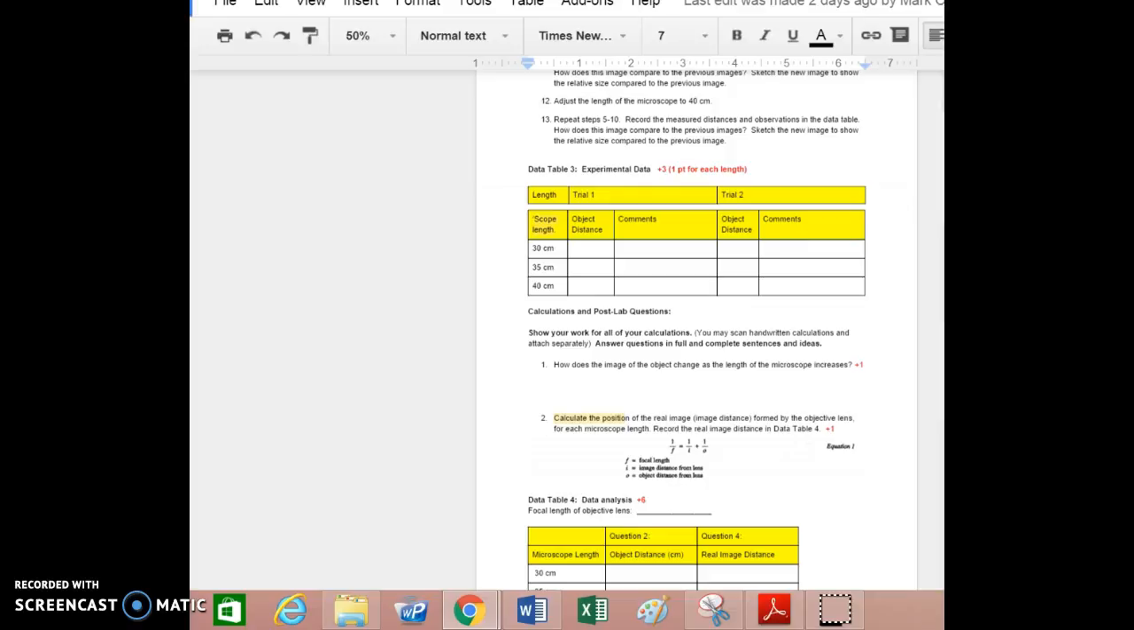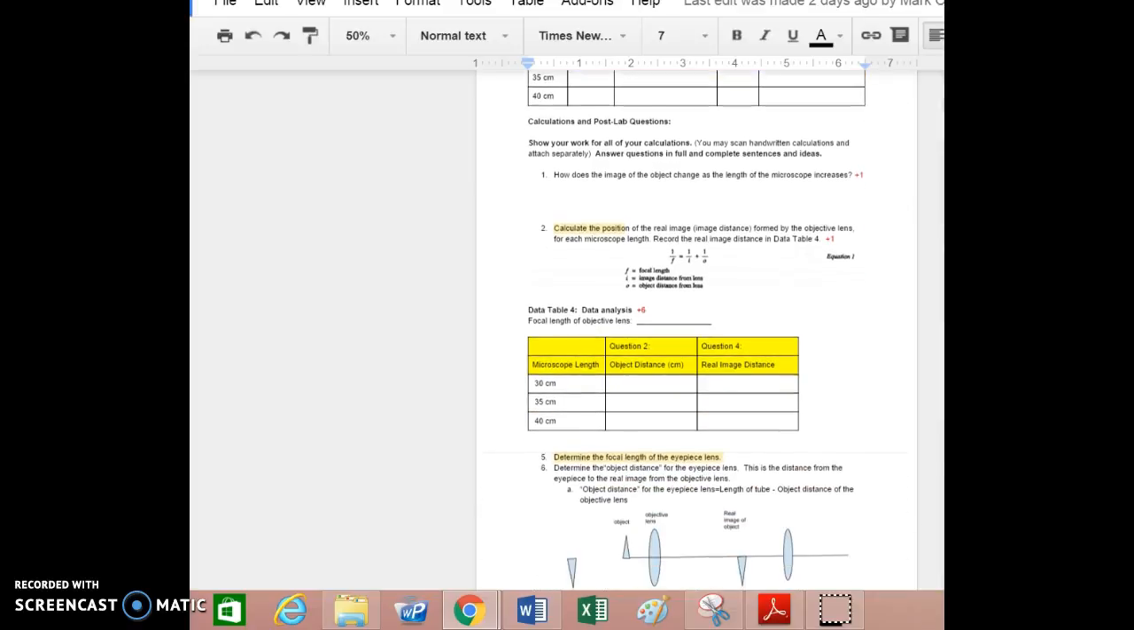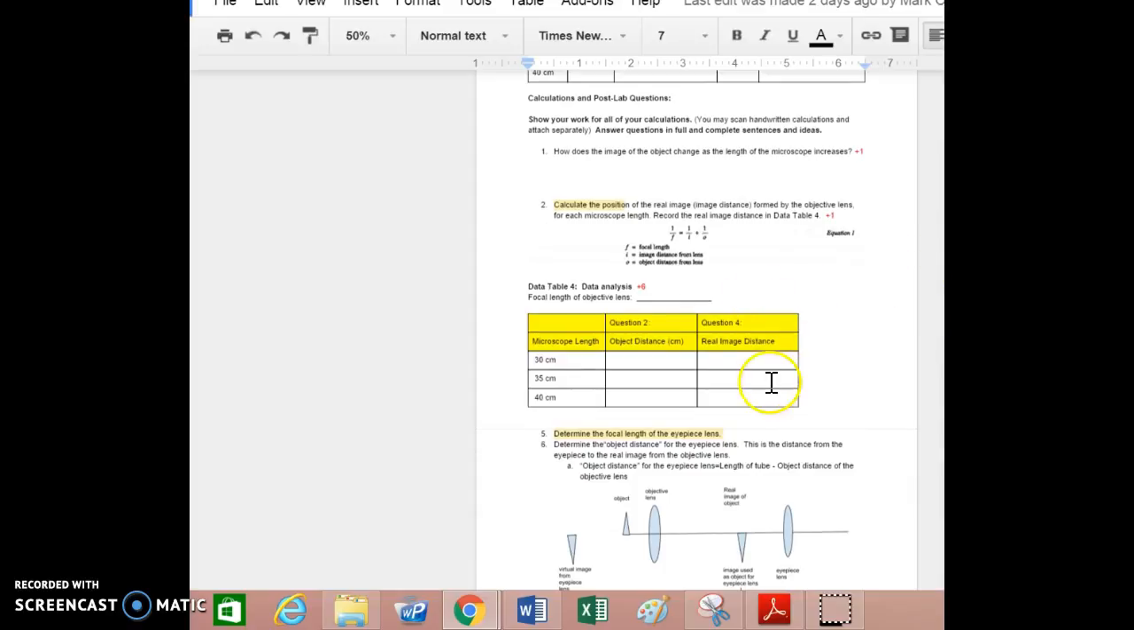The calculations for your microscope start in question 2, where you need to calculate the real image distance that was created from the objective lens of your compound microscope. To calculate the real image distance, you just use the equation 1 over f equals 1 over I plus 1 over O, like you did in the previous part of the lab, part 1. If you would like a quick tutorial on how to calculate using that equation, I will do that in a separate video.